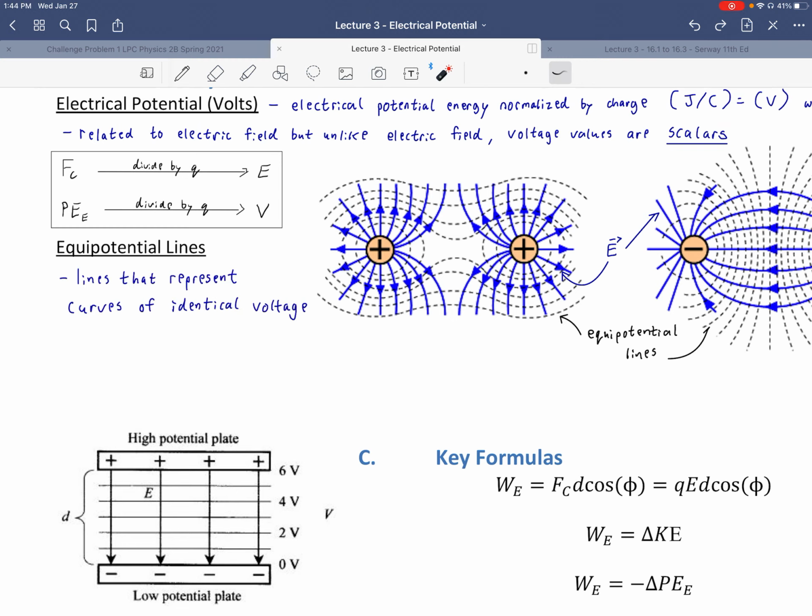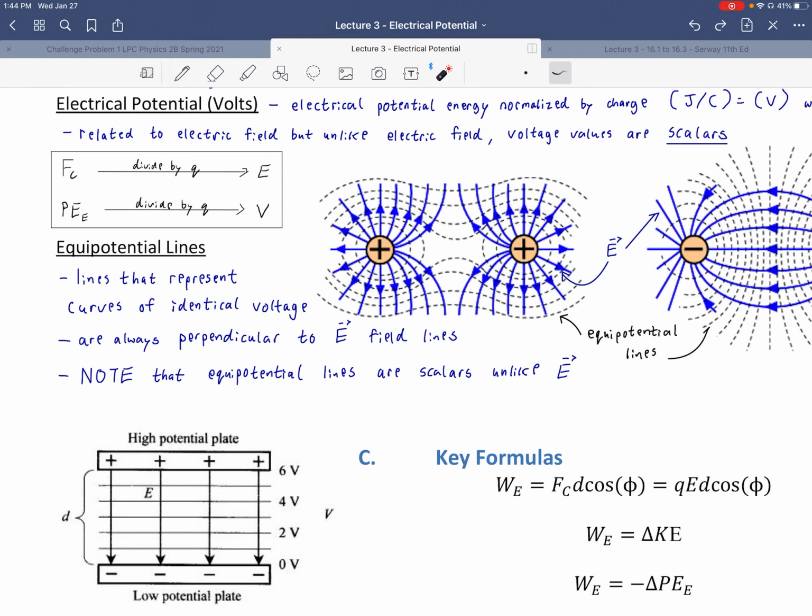So, equipotential lines are defined as lines that represent curves of identical voltage. That's the equal part, the equi part. So anything along this line here would have the same voltage. We'll talk about how to calculate that voltage in a few moments. They are always perpendicular to the electric field. So if you need a handy way of drawing them, remember that they cross all the field lines, always perpendicular. That's always true, no matter where you are.